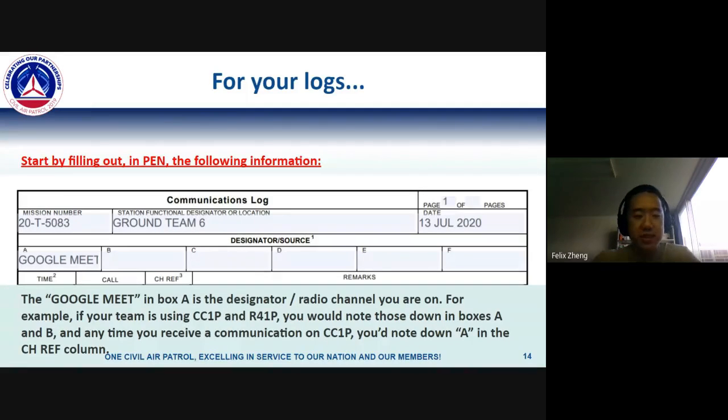But if your team is using CC1P and R41P, you can note those down in boxes A and B. Anytime you receive a communication on CC1P, you just write down A in the channel ref column. And anytime you receive or transmit communication on R41P, you note down B in the channel reference column. So I'll give you guys a couple seconds to do that, and I will go over things in the chat.